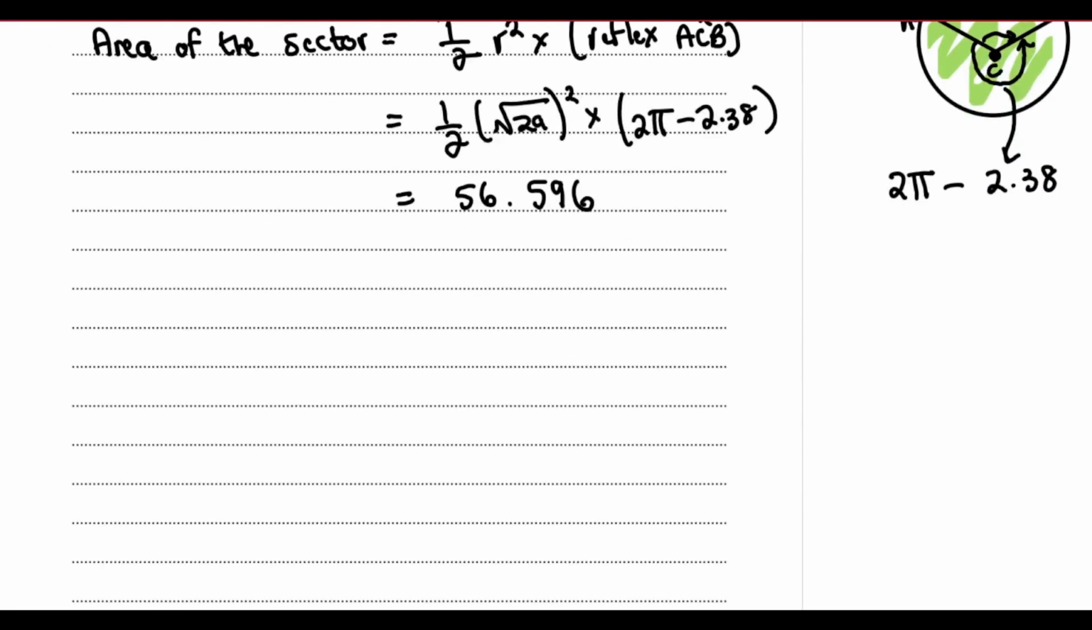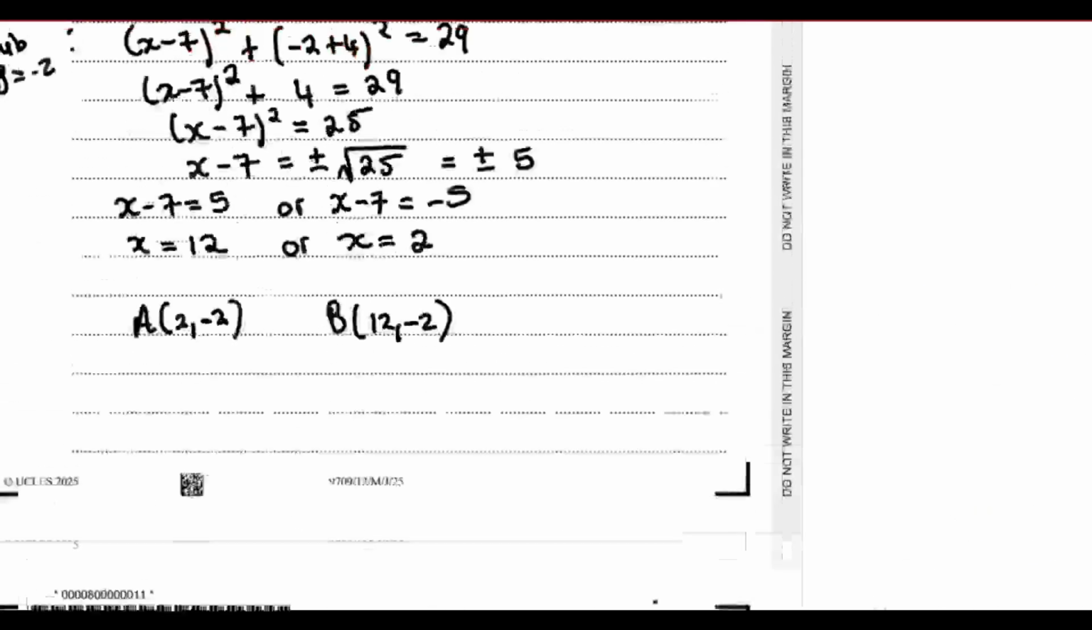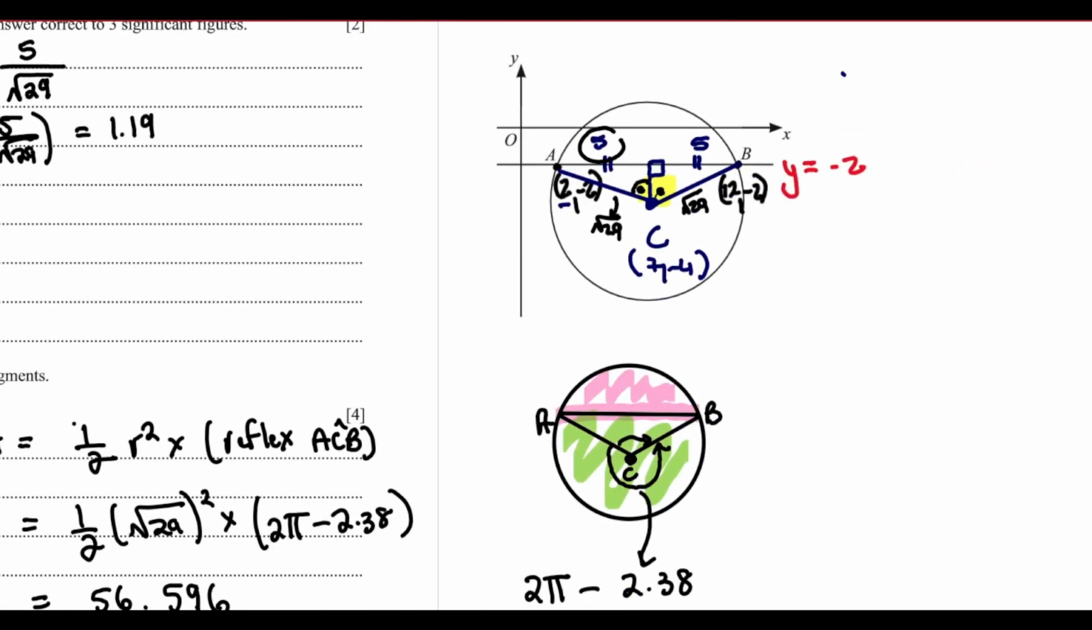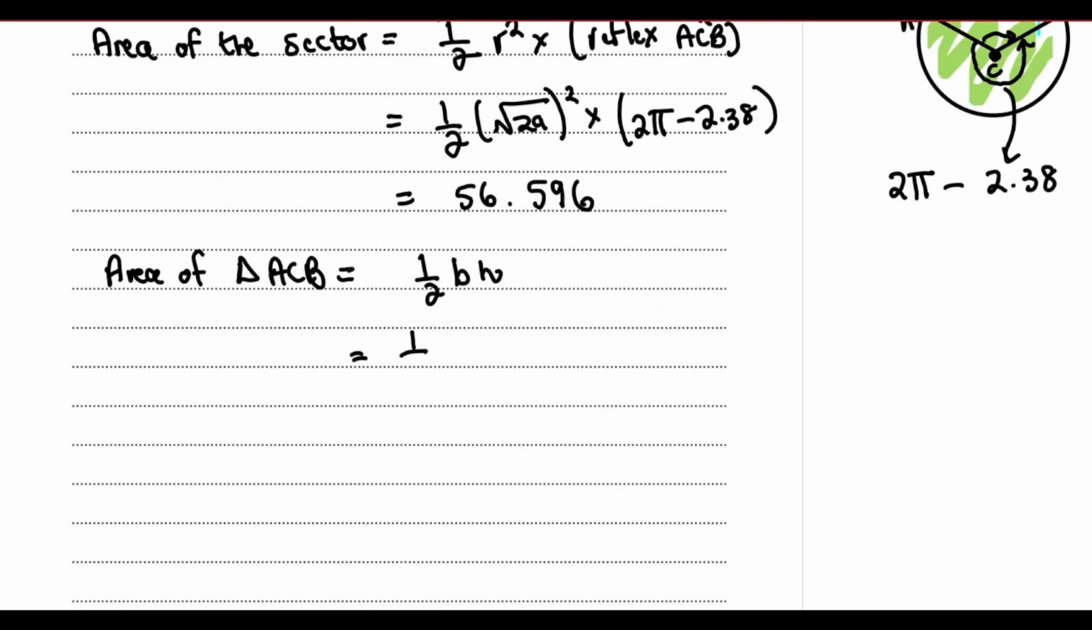Now we need the area of triangle ACB, which would be half base times height. We have the base of that one, remember. That's 5, so the whole base is 10. But what about the height? Where's the height? There. You can easily spot that.